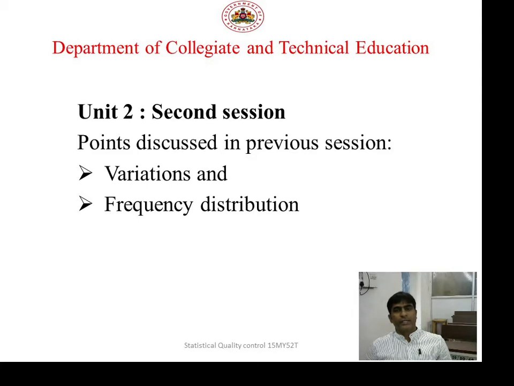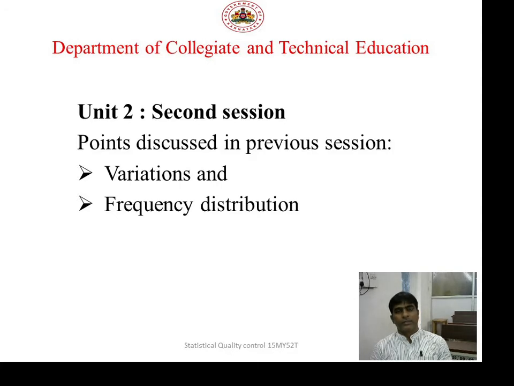As you know, because of variations there are chances of manufacturing defective products. The defective products will be due to two kinds of variations, that is chance causes and assignable causes. As a quality control inspector, we should see that these variations are kept as minimal as possible. That is what we discussed in the previous session, and we also discussed frequency distribution.